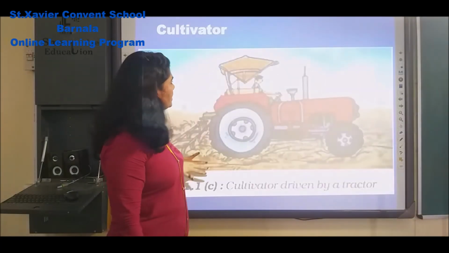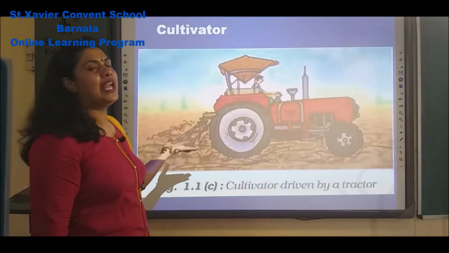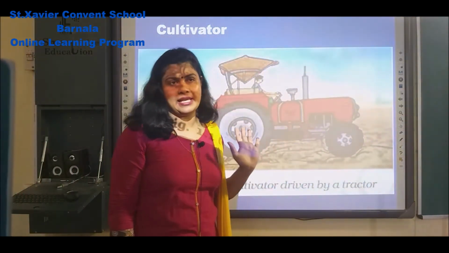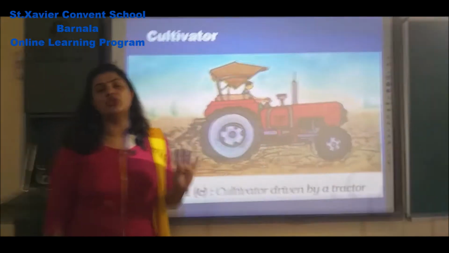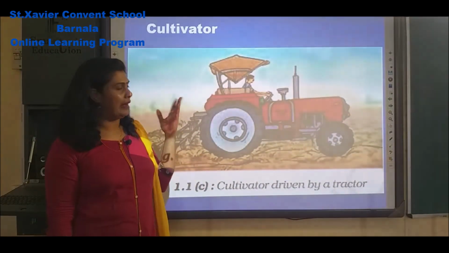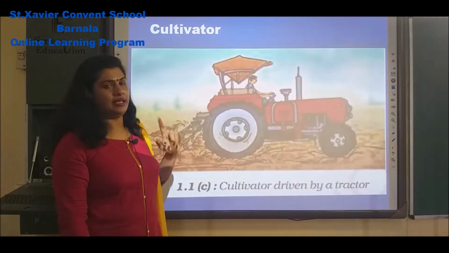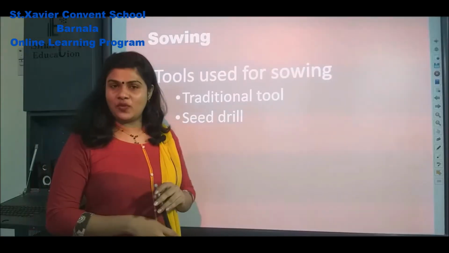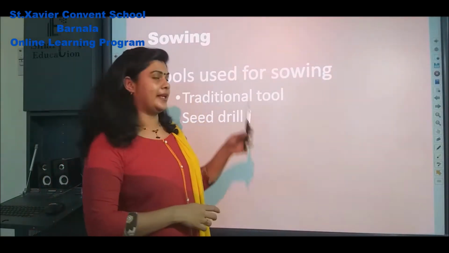Next we are going to discuss the cultivator. Nowadays we are using tractors. These are the main tools used for this purpose: plow, hoe and cultivator. Next we are going to discuss sowing.